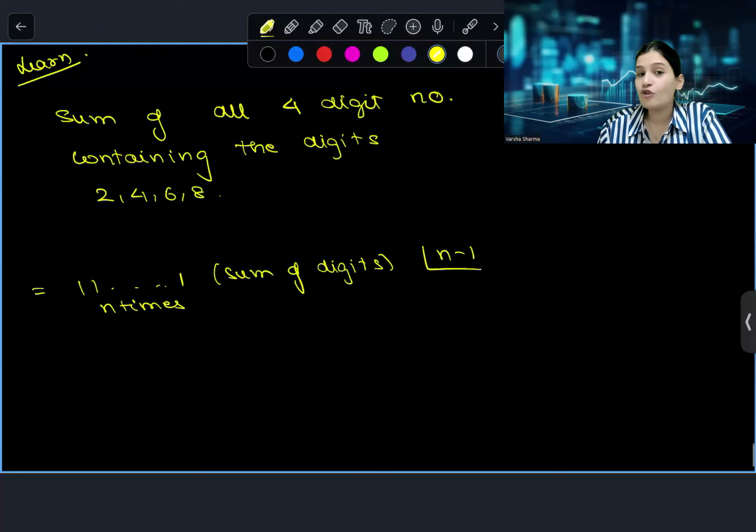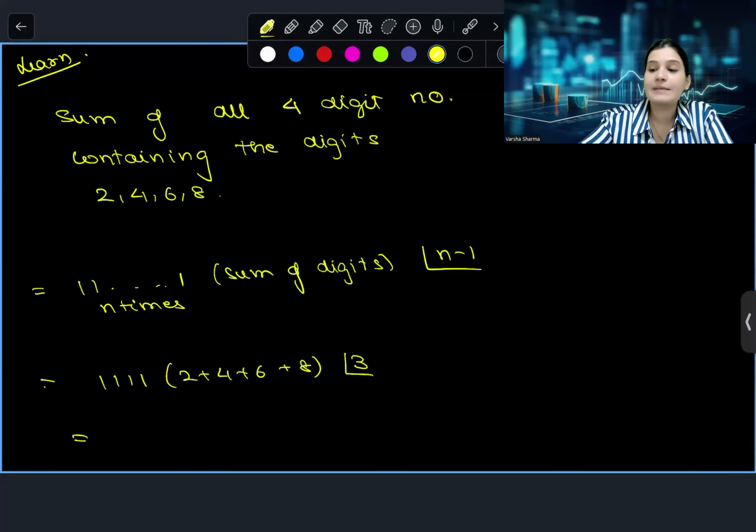So in our case, there are 4 digits. So 1 will appear 4 times. Then sum of the digits 2 plus 4 plus 6 plus 8. Factorial 4 minus 1, that is factorial 3. Multiply them. This will give you the answer.